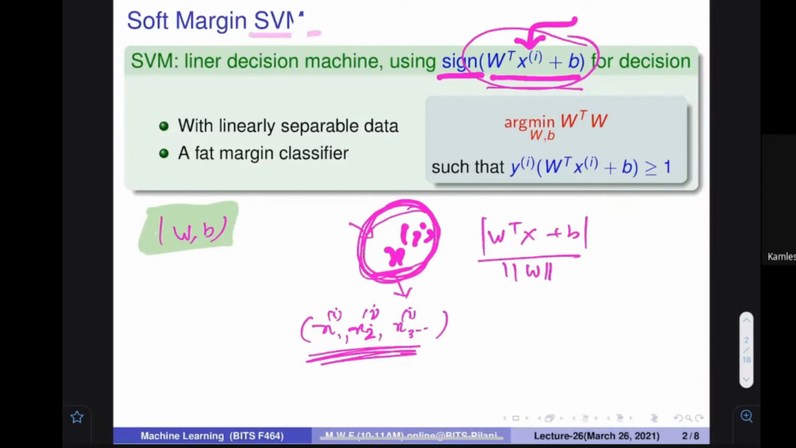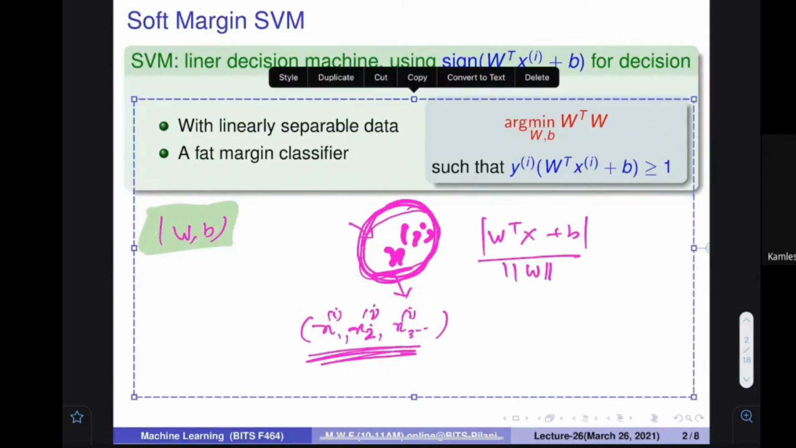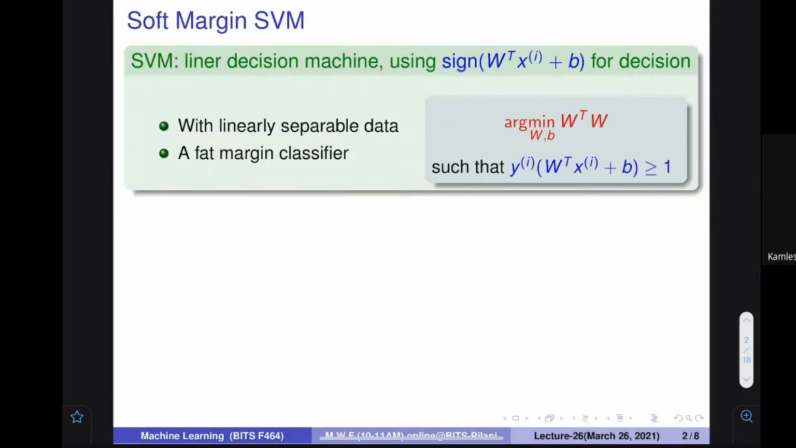Very importantly, you should also know that SVM, a linear decision machine, works only if the data is linearly separable. It only works when your data is linearly separable. What do I mean by this? Let's assume that the negative points are here, and positive points are here. You can see that this data is linearly separable.